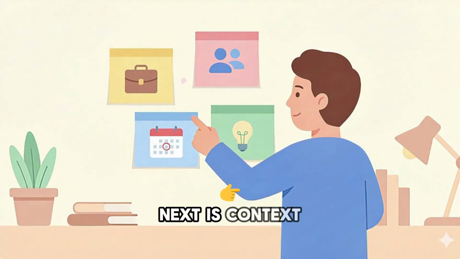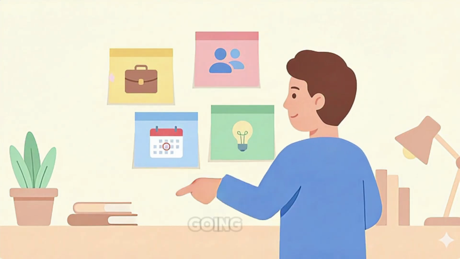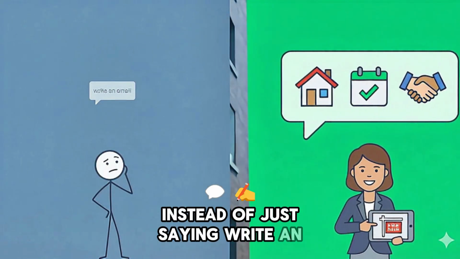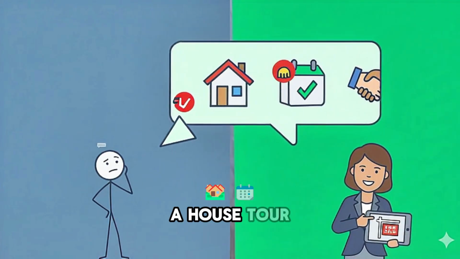Next is context. This is where you give background, like what you do, who you're talking to, and what's going on. Instead of just saying, write an email, you can say, I'm a real estate agent emailing a first-time buyer about a house tour tomorrow.